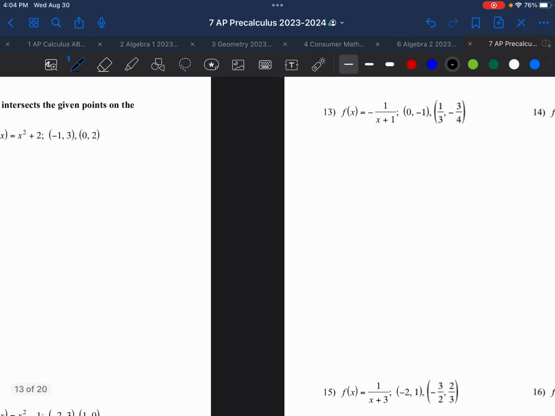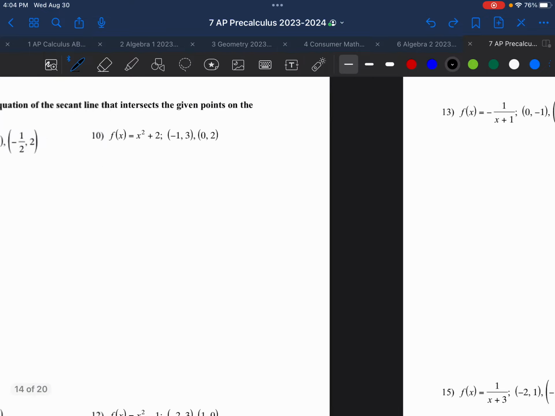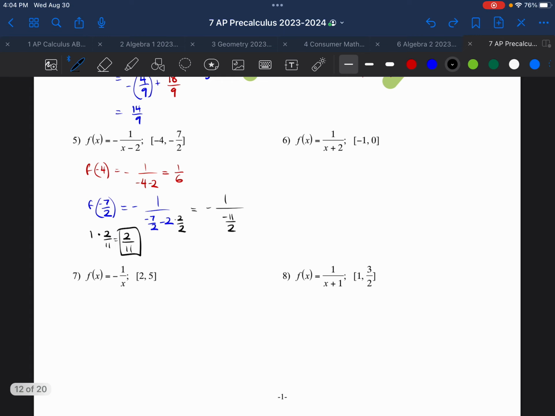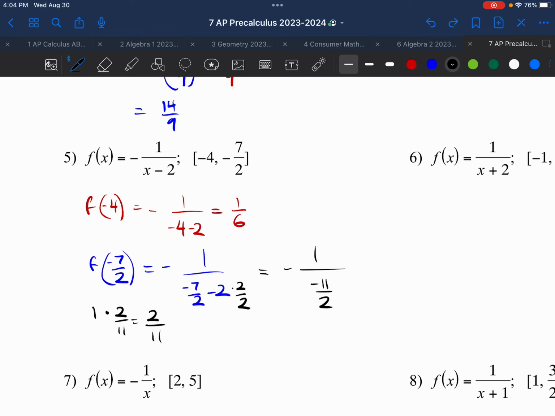5 is 2/11. 5 is not 2/11. Wow, I did make a mistake on number 5. It's 1 over 33. Where did we make a mistake? Oh, that was only one part of it. I need to keep going. I didn't even find the slope yet. Mr. Sindel, you're so silly.